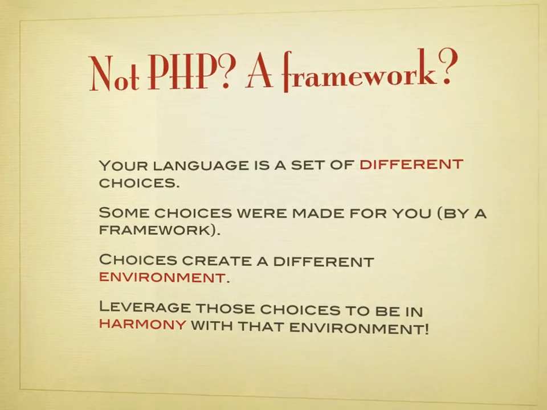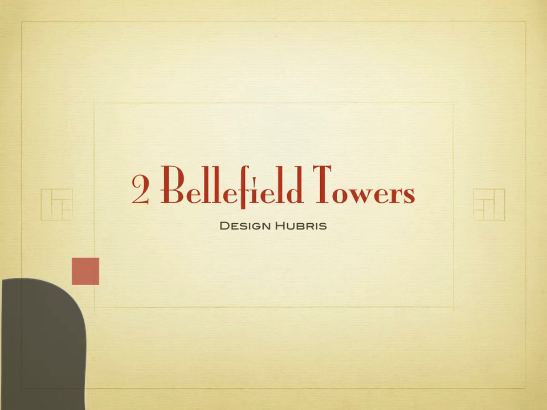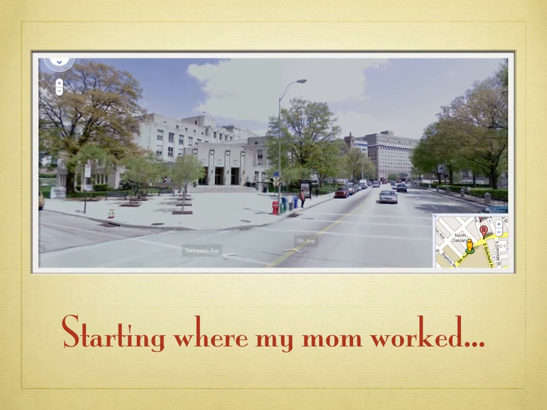So let's talk about the second concept, which is the second example, which is what happens when it's not in harmony. This is an example of what I would call architectural design hubris. What is Bellafield Towers? Well, no one knows because it's such a shitty piece of architecture. So I'll tell you what it is. It's something personal to me. This is where my mom worked until the day she died.